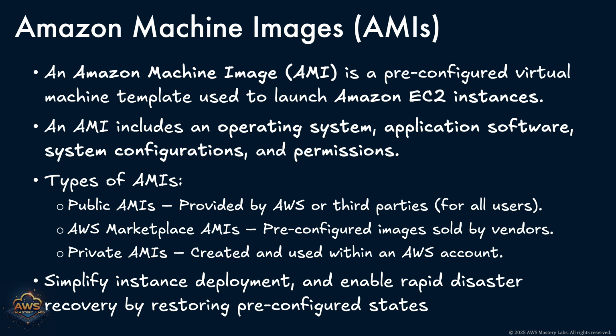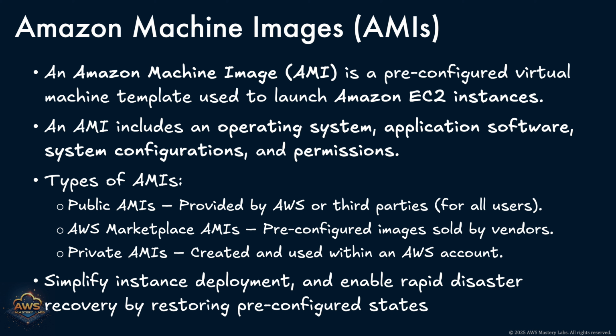AWS Marketplace AMIs. The AWS Marketplace is a curated catalog of software offerings provided by third-party vendors. Here, you can find pre-configured AMIs bundled with commercial or open-source software, like databases, security tools, and enterprise applications. These images often come with additional licensing costs, so when you launch an instance from one of these, you're charged not only for the EC2 instance, but also for the software license.